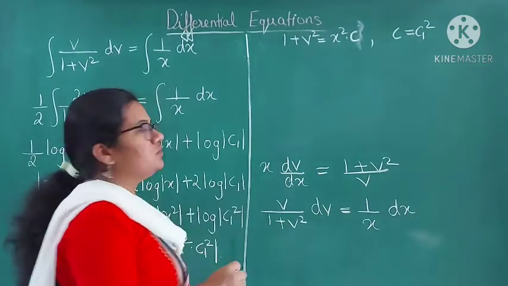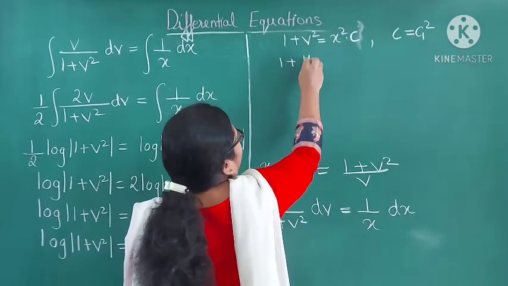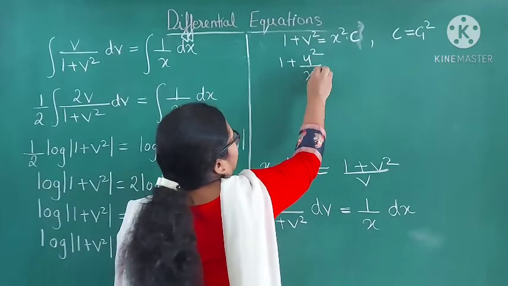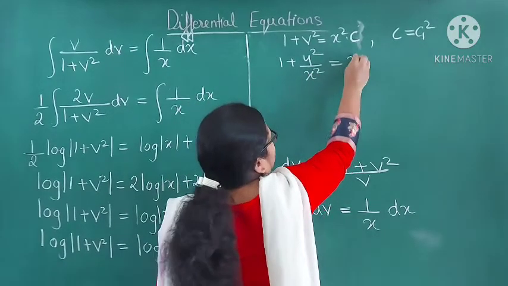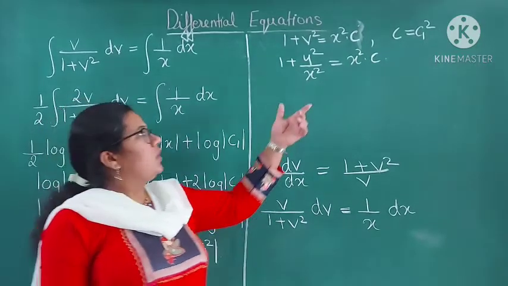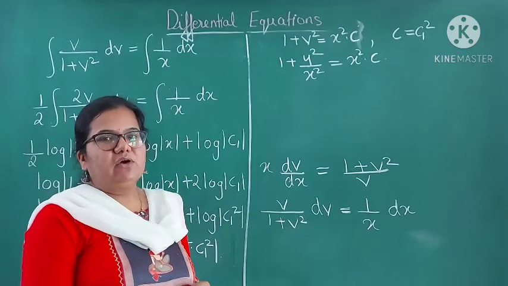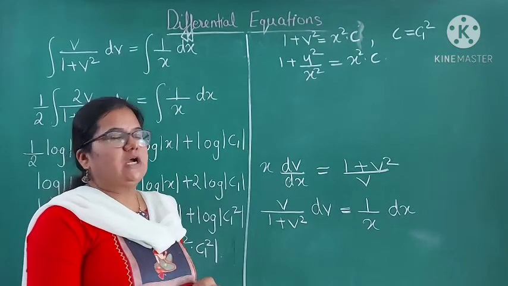Now we will resubstitute the value of v. What is v equal to? It is y upon x. So 1 plus y square upon x square is equal to x square into c. So what is this called as? This is called as general solution of the given homogeneous differential equation.